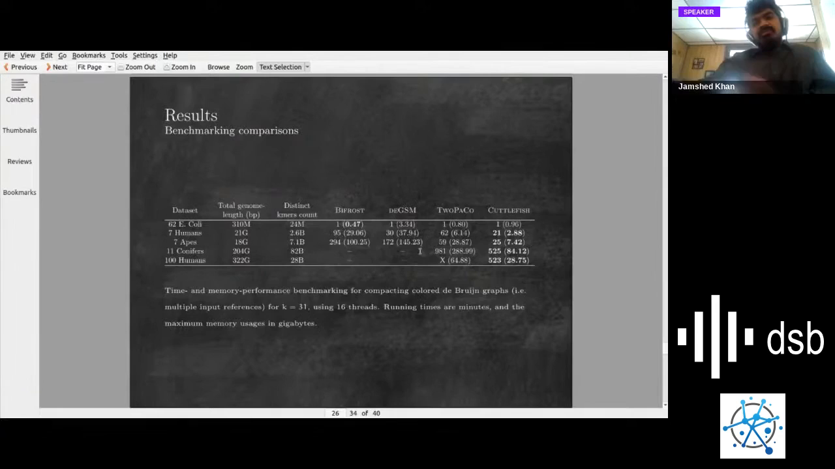There are some blank rows here because we didn't perform these experiments for Bifrost and DGSM in these 2 datasets. Extrapolating, our hardware would not have enough memory to run these experiments for Bifrost and DGSM. And sadly, Patro had a segmentation fault for this 100 humans dataset. But the point to be noted here is that Cuttlefish performs the best in terms of time and memory, for both colored compacted de Bruijn graph compaction and individual compaction.